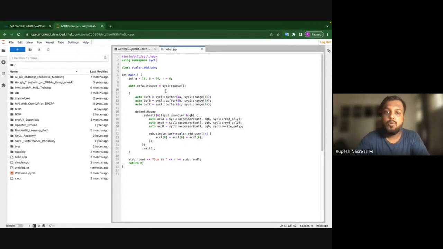Now I have a question. If I have to add a number A to B and store it to C, do I need write access on A and B?